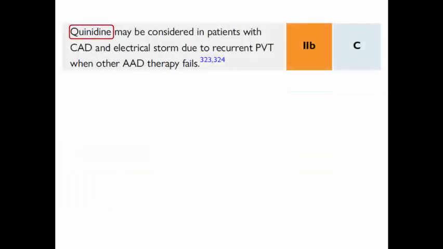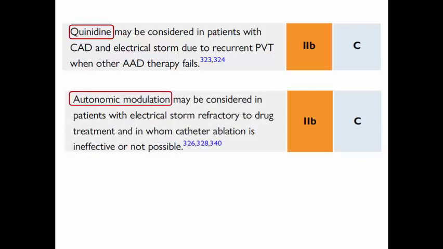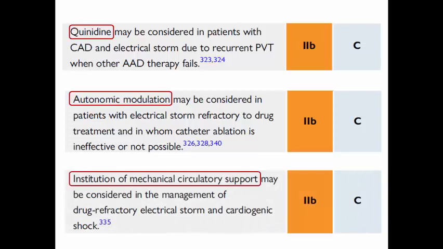Quinidine, as we mentioned, may be considered in patients with coronary artery disease and electrical storm due to recurrent polymorphic VT if other antiarrhythmic drugs failed. Autonomic modulation may be considered in patients with electrical storm refractory to medication if catheter ablation is not effective or not possible. And lastly, mechanical circulatory support may be considered in case of drug refractory electrical storm and cardiogenic shock.